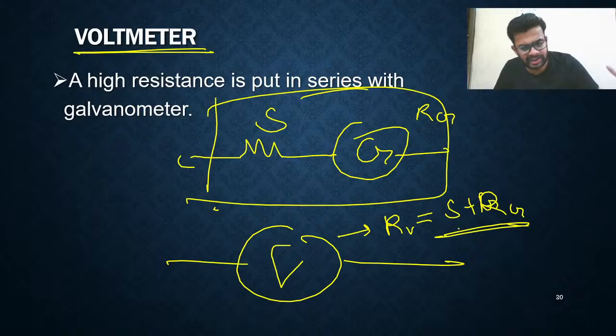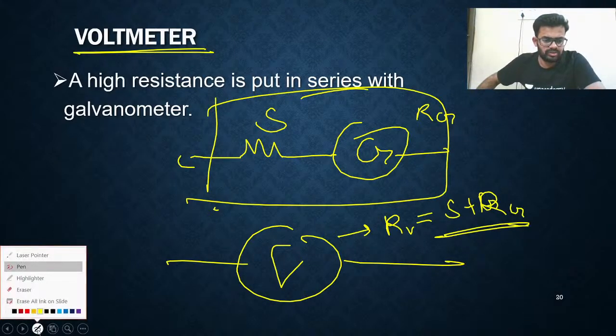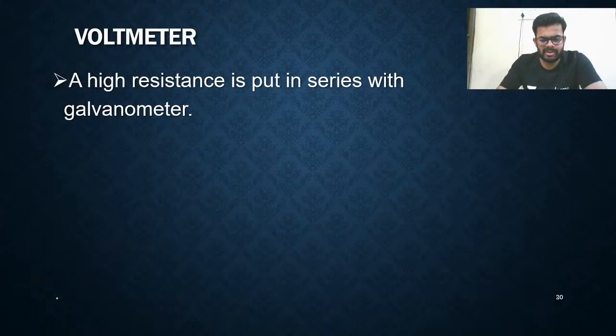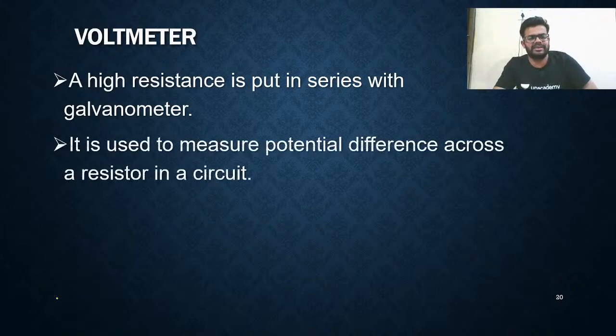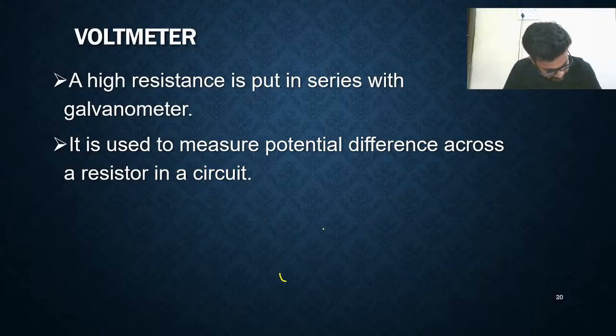So this is a simple concept. You just remember shunt and galvanometer should be in series to make a voltmeter. That's all. It is used to measure the potential difference across a circuit. It may be a resistance, it may be a battery, it may be anything, right?